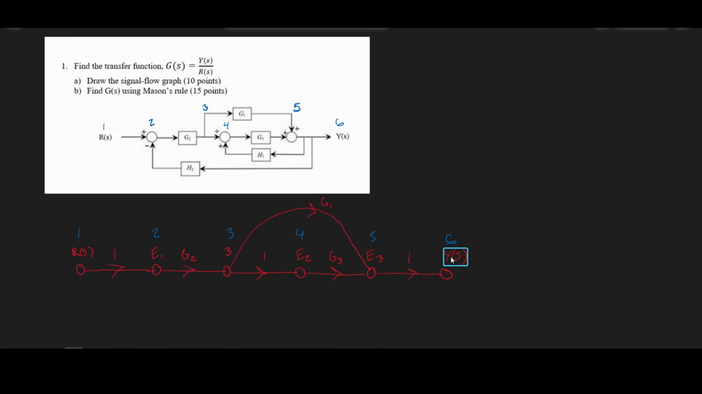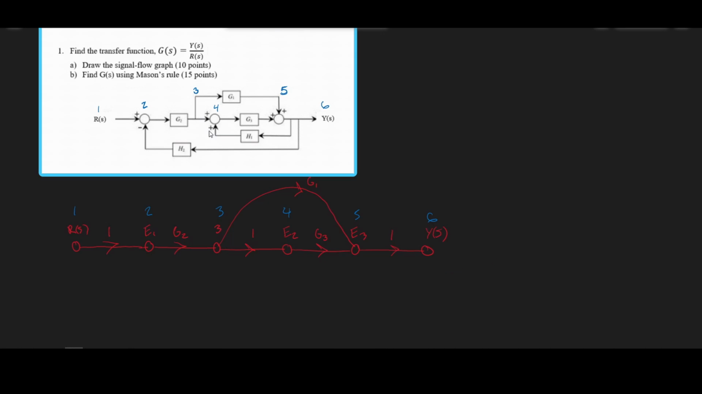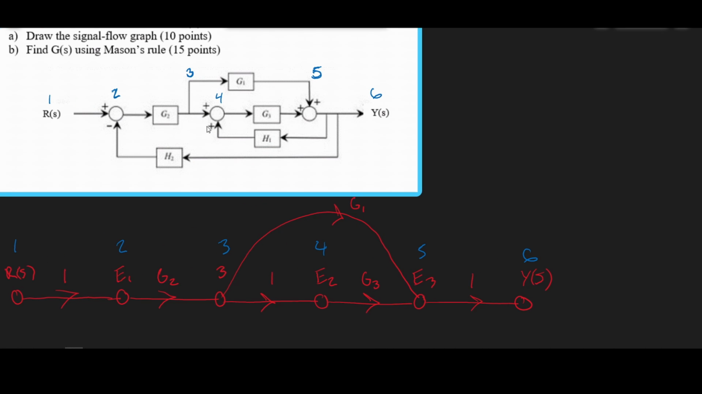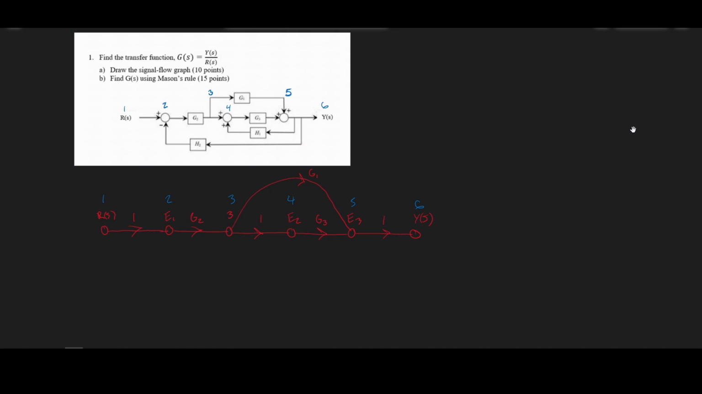Okay, now we got 2 feedback loops. We got 1 between the 6th node and the 4th node. And keep in mind, that is positive. Very important to note that. So go ahead and connect that 6 to 4. And again, that is positive H1.